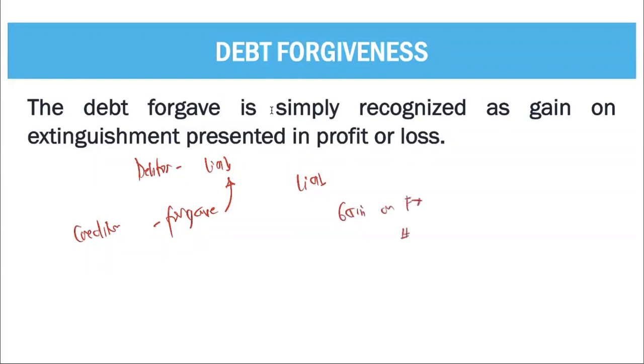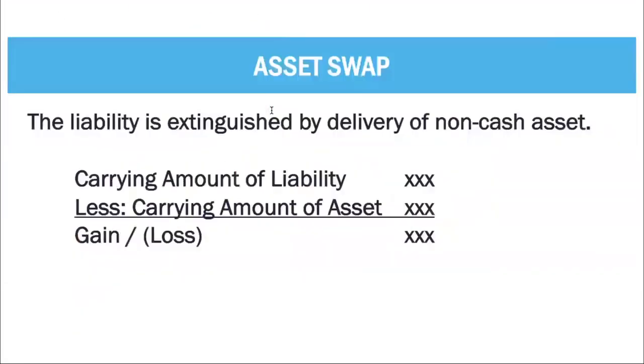If the creditor forgave your liability, you just remove the liability and you credit gain on extinguishment. For example, let's say your liability is 6 million. Then the creditor said, okay lang, don't pay it anymore. So they just forgave it. What will you do? Debit liability, credit gain on extinguishment. That is for debt forgiveness. Another is your asset swap.